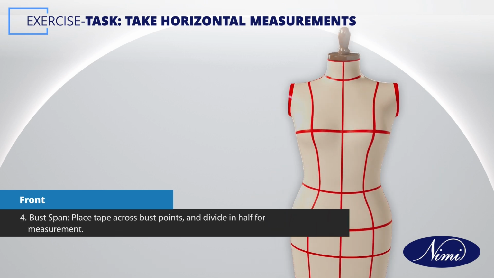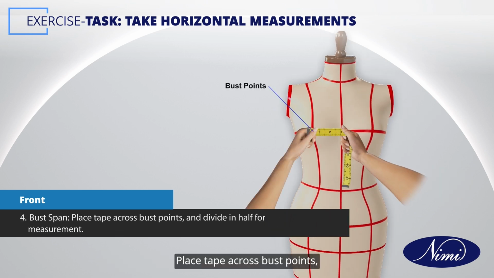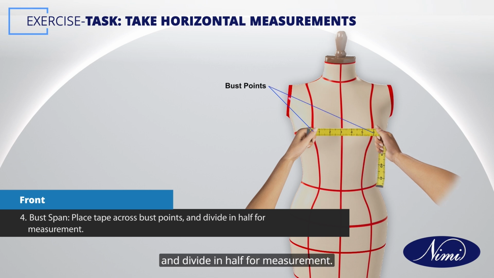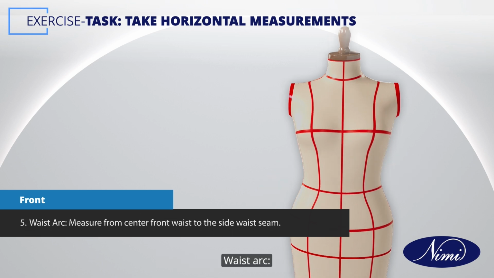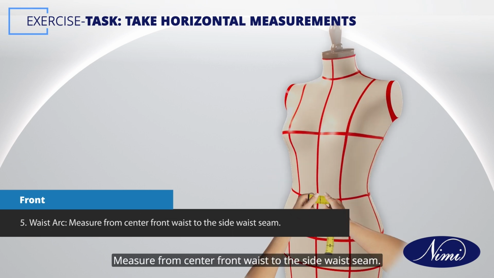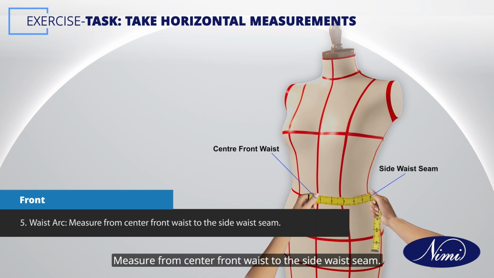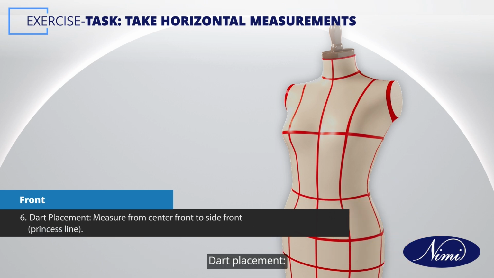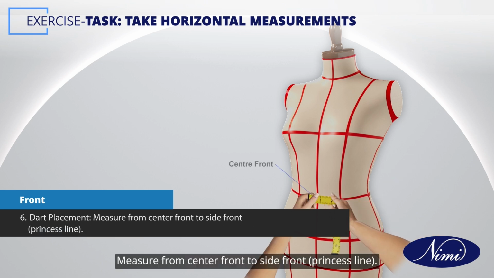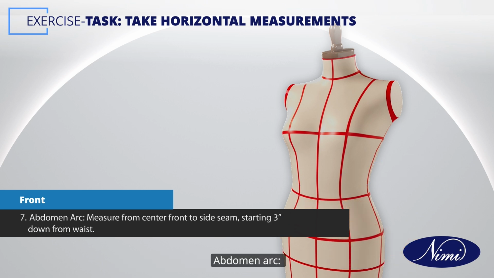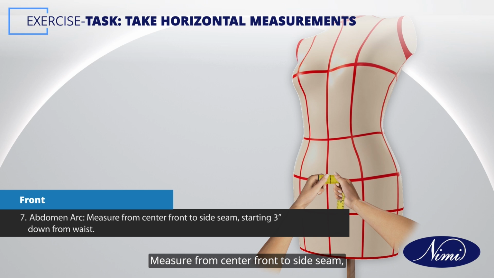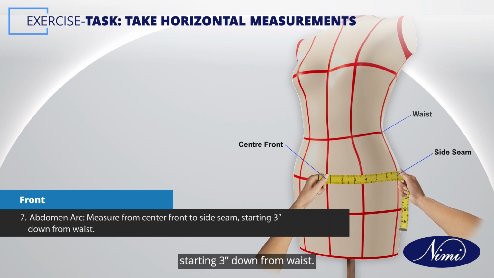Bust span. Place tape across bust points and divide in half for measurement. Waist arc. Measure from center front waist to the side waist seam. Dart placement. Measure from center front to side front, princess line. Abdomen arc. Measure from center front to side seam, starting 3 inches down from waist.